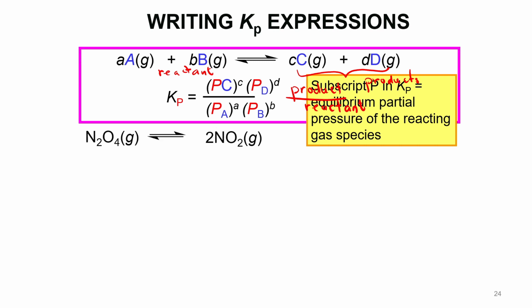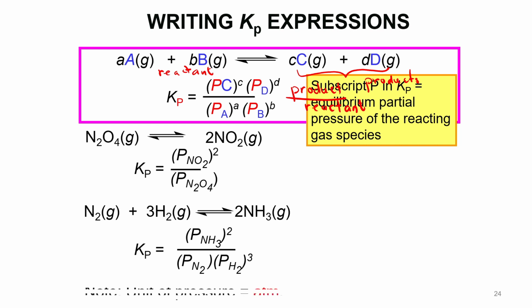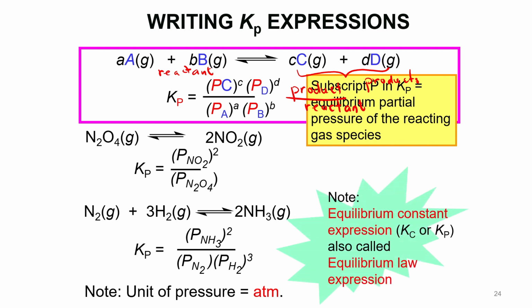Alright. So kalau untuk NO2, kita akan tulis Kp is equal to partial pressure NO2 square over partial pressure of N2O4. Sebab nitrogen gas ni dia ada pressure. This one is partial pressure of NH3 square over partial pressure of N2 times partial pressure of hydrogen cube. So note that the unit of pressure must be all in atm. Kalau Pascal, semua mesti dalam Pascal. So equilibrium constant expression Kc ataupun Kp also known as equilibrium law expression.